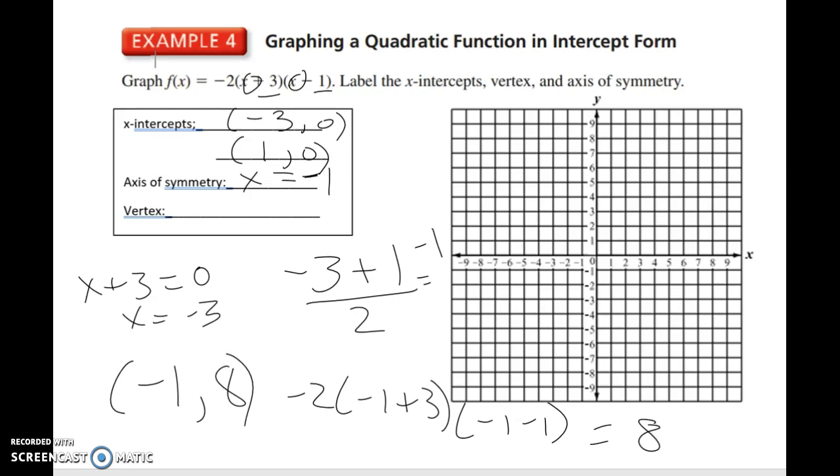So let's sketch. First thing you want to do, find your x-intercepts and plot them. So it'll be at -3 and 1. The axis of symmetry happens right in the middle. We said it was -1 mathematically, and if you look visually, -1 is right down the middle here. Let me do it in red so you can see it.